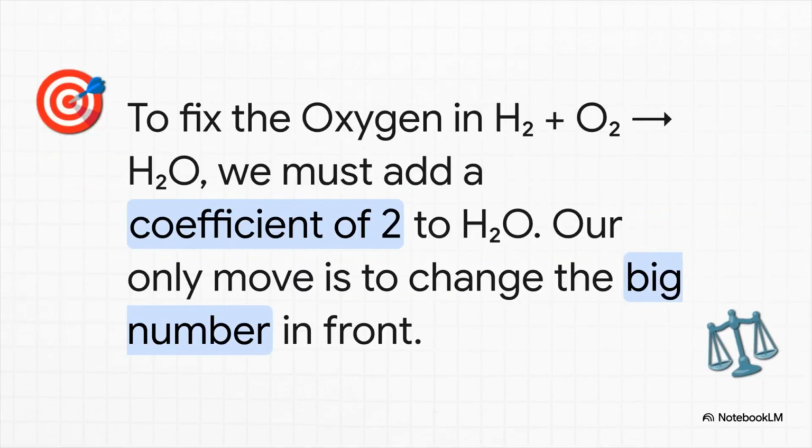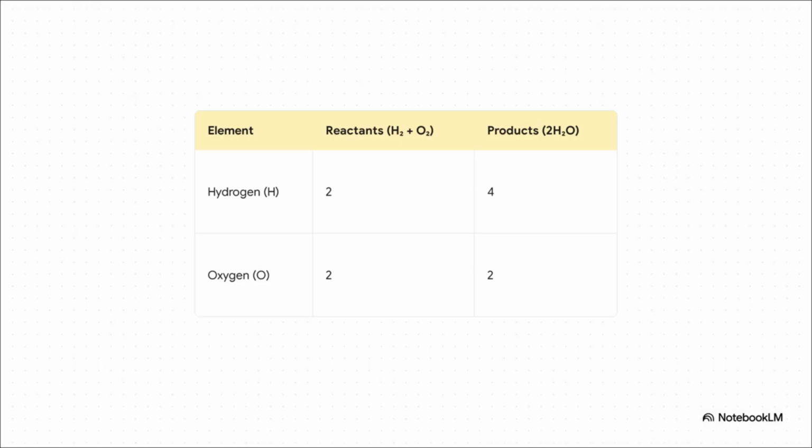Okay, so steps 1 and 2 are done. We know our oxygen is the problem. 2 on the left, only 1 on the right. To fix this, we need to get 2 oxygens over on the product side. Now remember, we can't touch that subscript in H2O. So our only legal move is to put a big coefficient, a 2, in front of the entire H2O molecule. So let's update our inventory. And hey, great news, our oxygen is balanced. We've got 2 on the left, and that coefficient gives us 2 on the right.